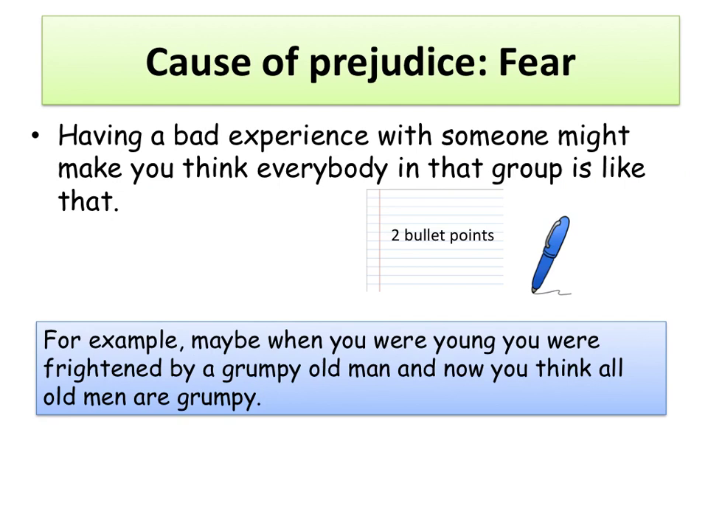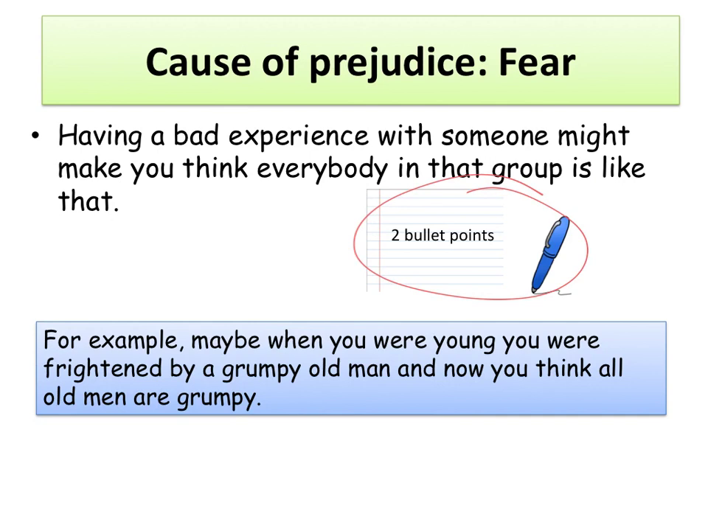The next cause of prejudice I want you to make notes on is fear. Remember, make 2 bullet point notes on what it is and why it's a problem. Fear comes from having a bad experience with someone, and it might mean that you think that everybody within that group is like that. For example, when you were young, you might have been frightened by grumpy old men and now think that all old men are grumpy.